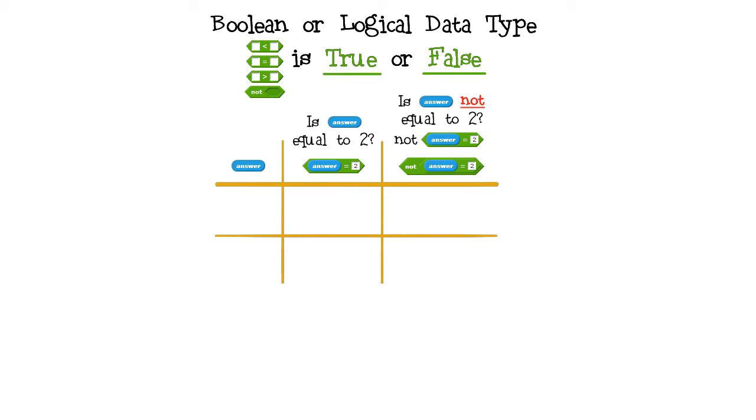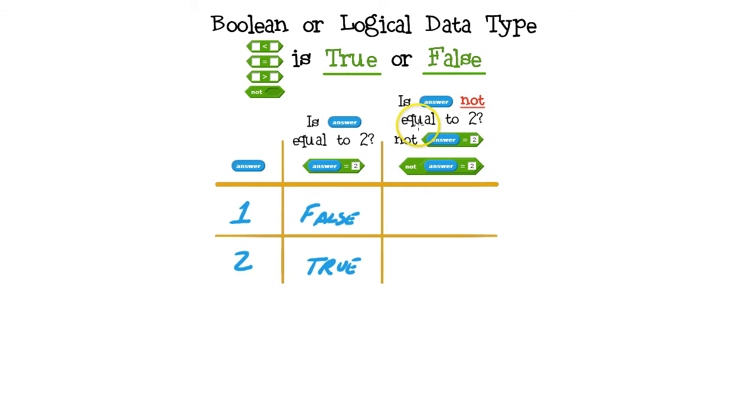For this program, I'm interested when answer is 2 or not 2. I'll pick a couple different values. I'll try answer is 1 and answer is 2. Is answer equal to 2? 1 is not equal to 2. This is false. Is 2 equal to 2? That's true.